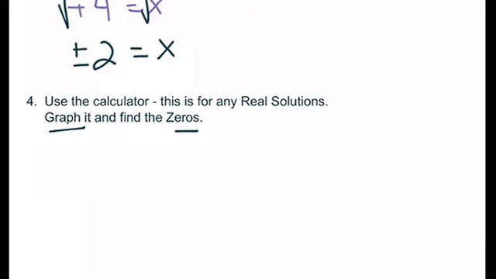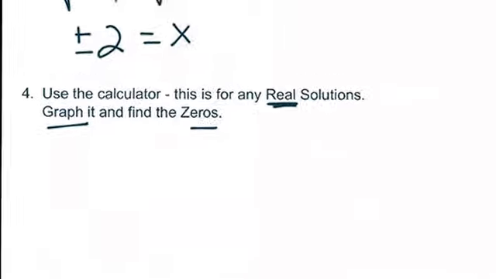And then the fourth way is just to use our calculator. Now this is for any real solution. We'll just graph it, and we will find the zeros using our second trace. Zeros, we go to the left and the right side of the point that we want, and hit enter a few times, and it's going to give us our zeros. But that's for real solutions, not imaginary. Alright, so those are the 4 ways that we can find quadratic solutions.